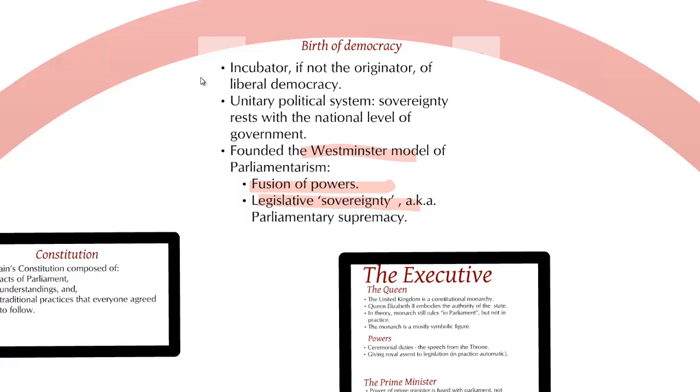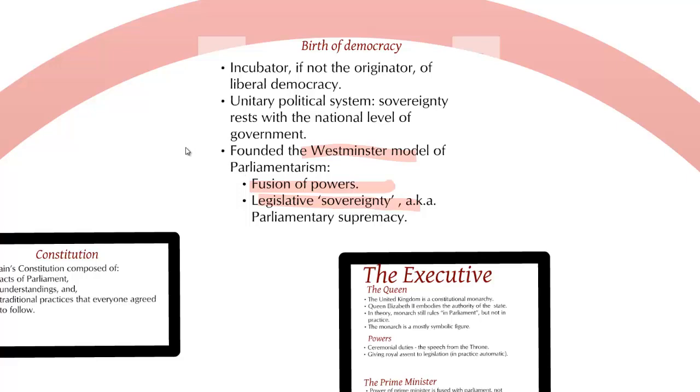John Locke, for instance. And the development of the institutions that make up the political system has occurred over a very long period of time, several centuries, where these institutions, the House of Commons, the role of the executive, have developed to their present state. It's also a unitary political system, so sovereignty rests with the national level of government.